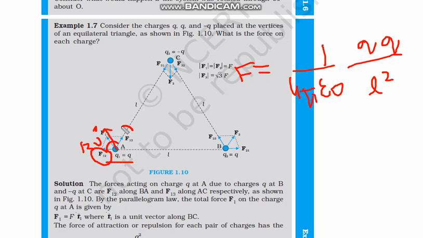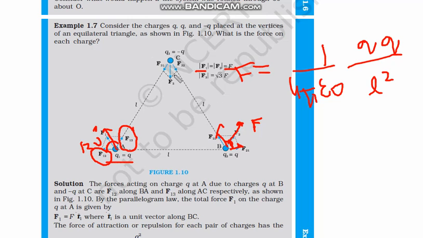Similarly, this is also F, because charges are same, only there is a minus sign, that means this is attractive force. And then we use the law of parallelogram to calculate the resultant force F1, and the angle between them was 120 degree, and cos 120 degree is minus 1 by 2. So net resultant F1 was F. Similarly, this is F, this is F, and angle between them is again 120 degree. So this resultant is again F. You can calculate using the law of parallelogram.